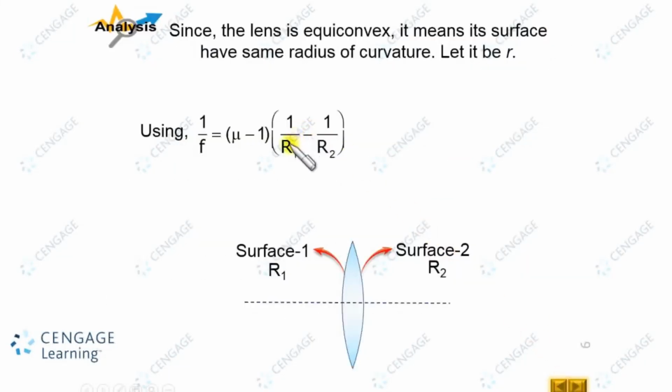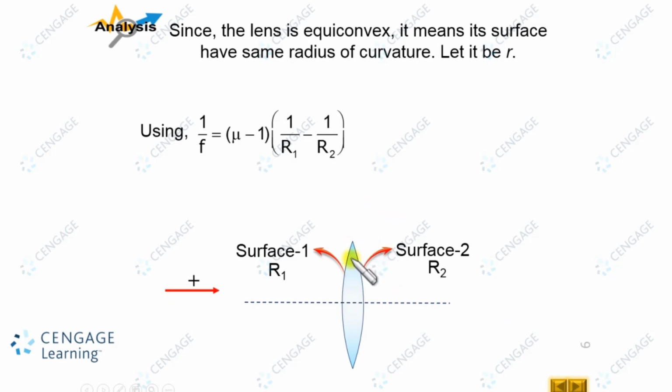And let us assume r1 is equal to r2 because it is an equiconvex lens. So r1 and r2 are equal to small r. The sign of the radius of curvature of the first surface will be positive because the center of curvature will lie on the right hand side, and we are assuming the positive direction is from left to right.